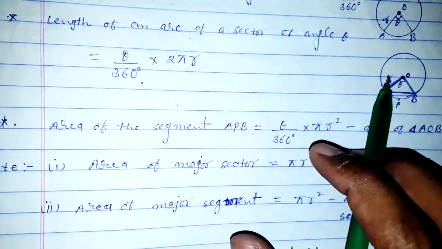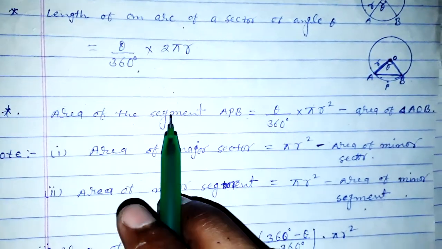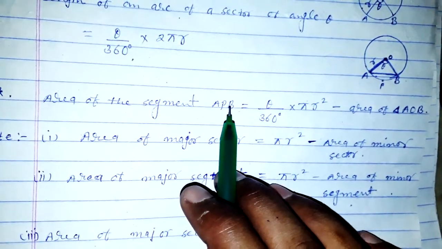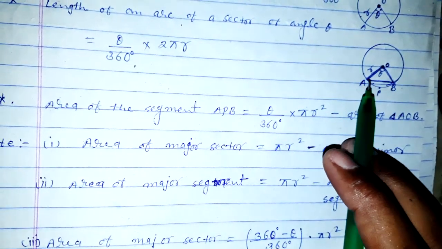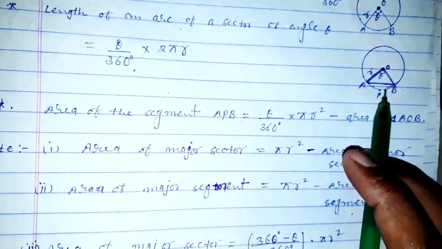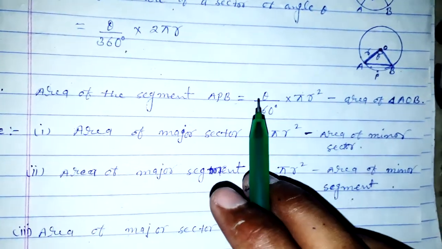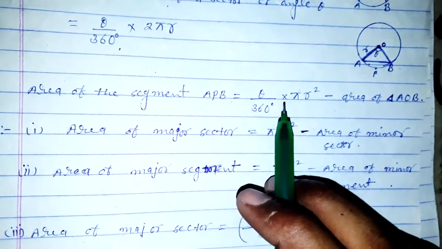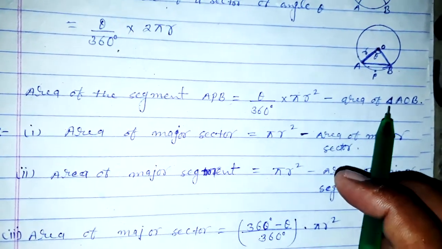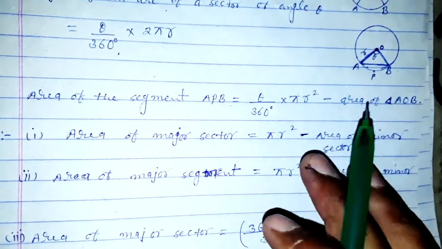And area of segment APB. Find the value of area of segment APB. So the formula is theta upon 360 degree into pi r square minus area of triangle AOB. This value is subtracted.